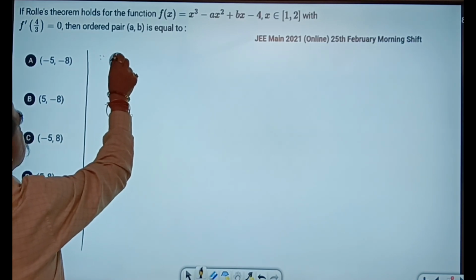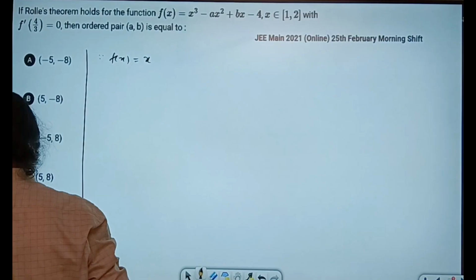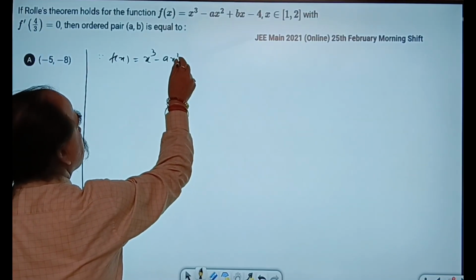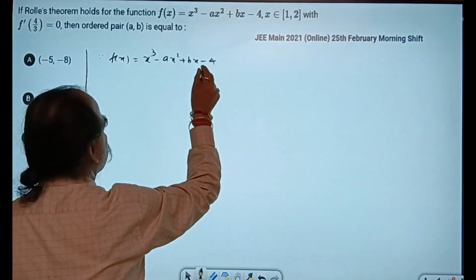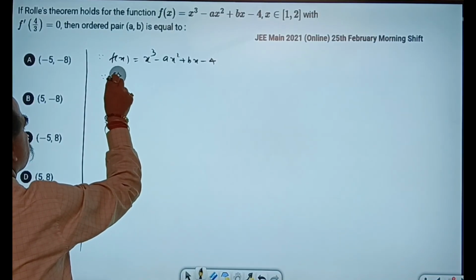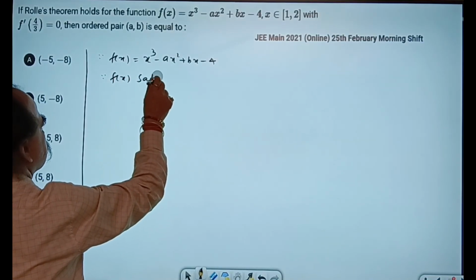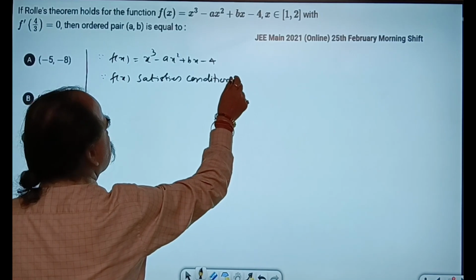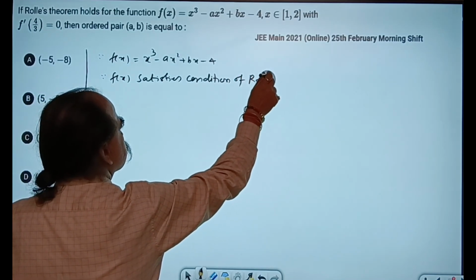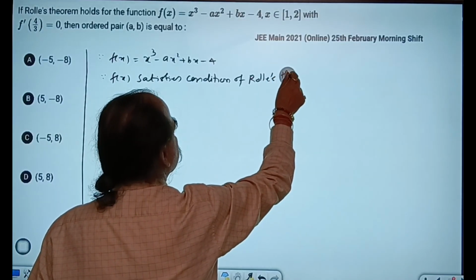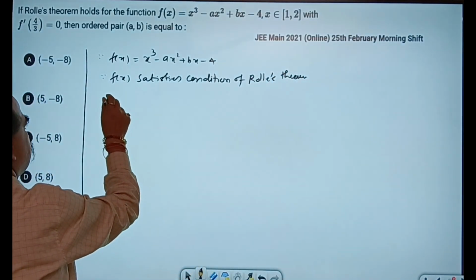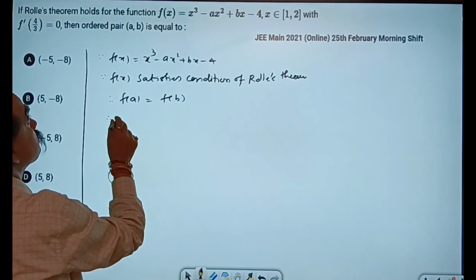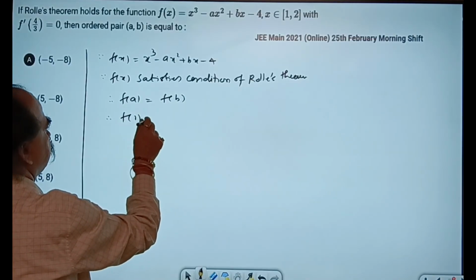Since f(x) is equal to x cube minus ax square plus bx minus 4, and since f(x) satisfies the conditions of Rolle's theorem, therefore f(a) is equal to f(b). So f(1) is equal to f(2).